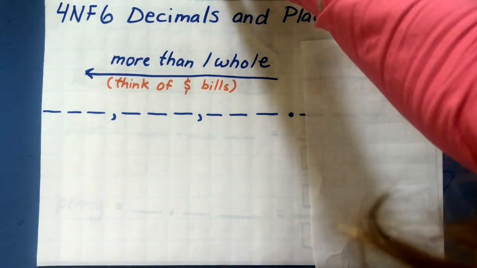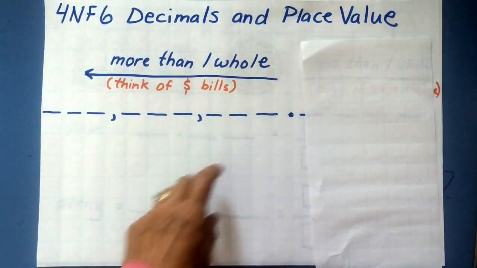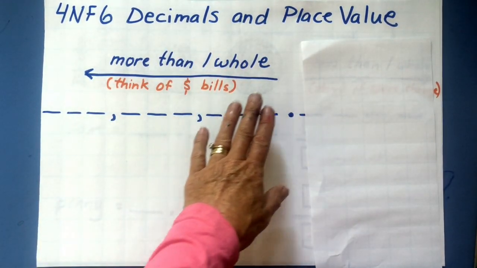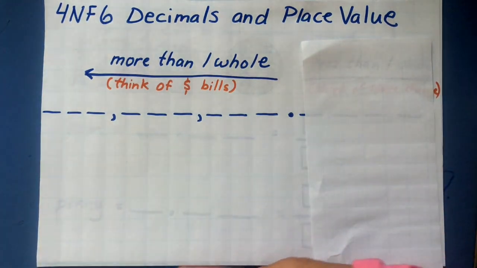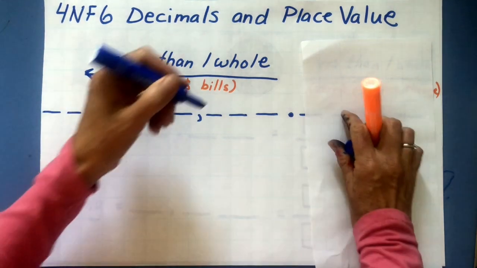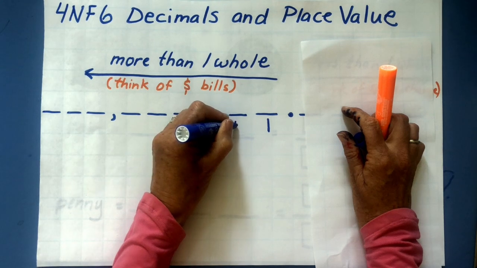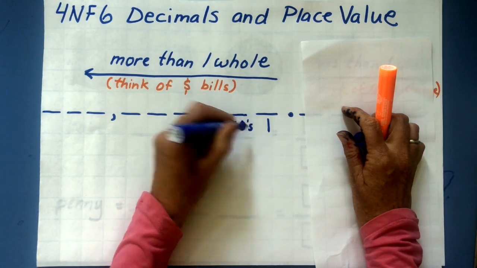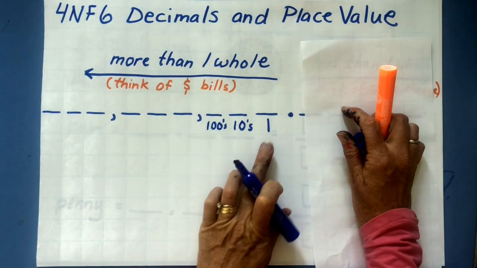All right, this is a video on decimals and place value. Now, I think you've remembered how to do a place value chart. Let's review though. Let's say that we start here. You remember, this is the ones place. This is the tens place. This is the hundreds place. And you'll start to see a pattern.